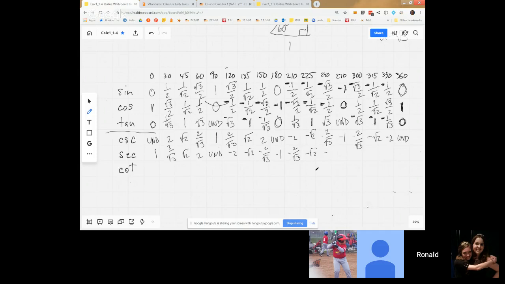So this is what? -2, undefined, 2, square root 2, 2 over square root 3, and a reciprocal of 1, 1. And finally, the cotangent is the reciprocal of the tangent. Again, you can't take the reciprocal of 0.